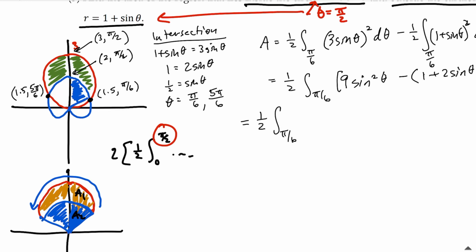So why don't we go ahead and just keep working with that approach, and we will, and this should be pi over 6, not 0. So if you did double the area, it'd be from pi over 6 to pi over 2, and again, pi over 2 is a little bit nicer to calculate, but let's go ahead and we'll just do it from pi over 6 to 5 pi over 6.